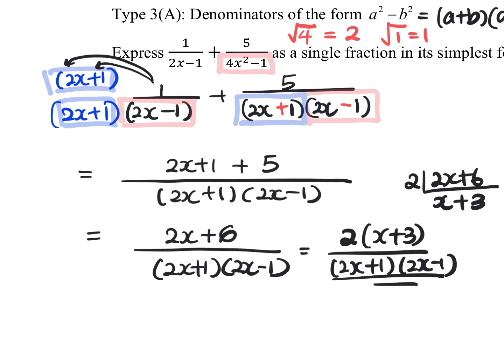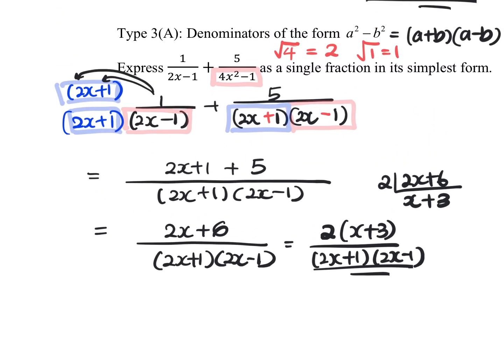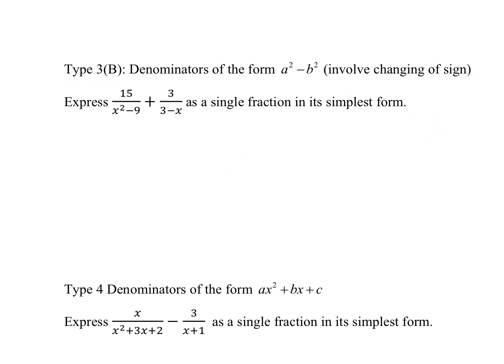Let's move on to the next type. Okay, the next type of the question is slightly a little bit harder. It's also of the same pattern of this form, where it's a squared minus b squared, but involves a little bit of change in sign. But first, let's write down our a squared minus b squared. This can be factorized into a plus b, a minus b, right?